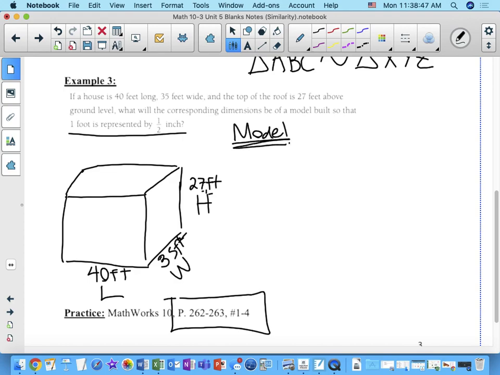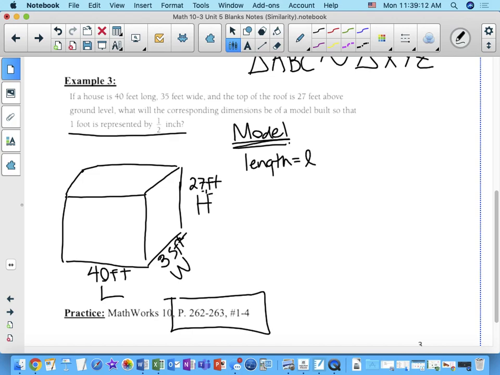Okay, if you kind of know why it would be 20 inches for the length and whatever it is for the width and height, then you're off to the races. If not, then I want you to follow along with what I'm doing. Well, on the model, let's say we're trying to find the length. I'm going to call the model length lowercase l.